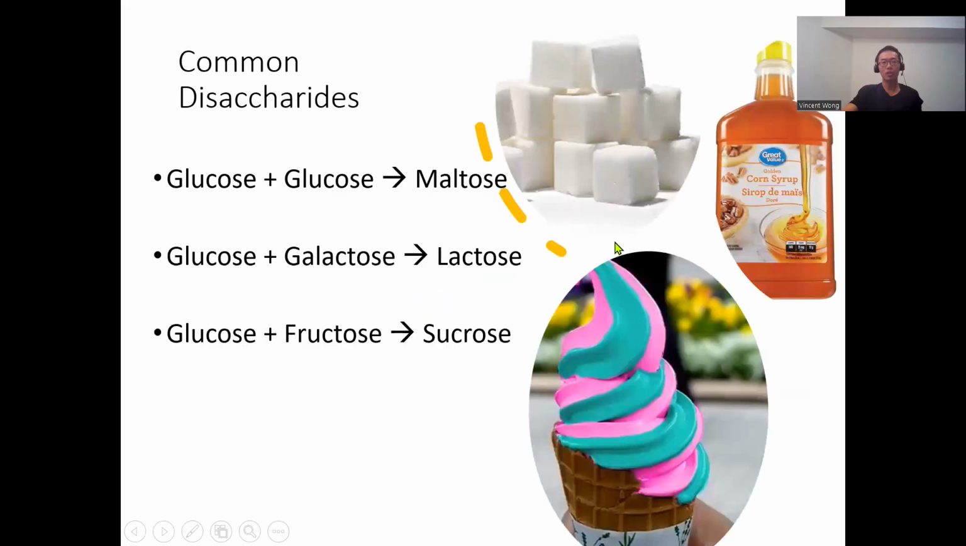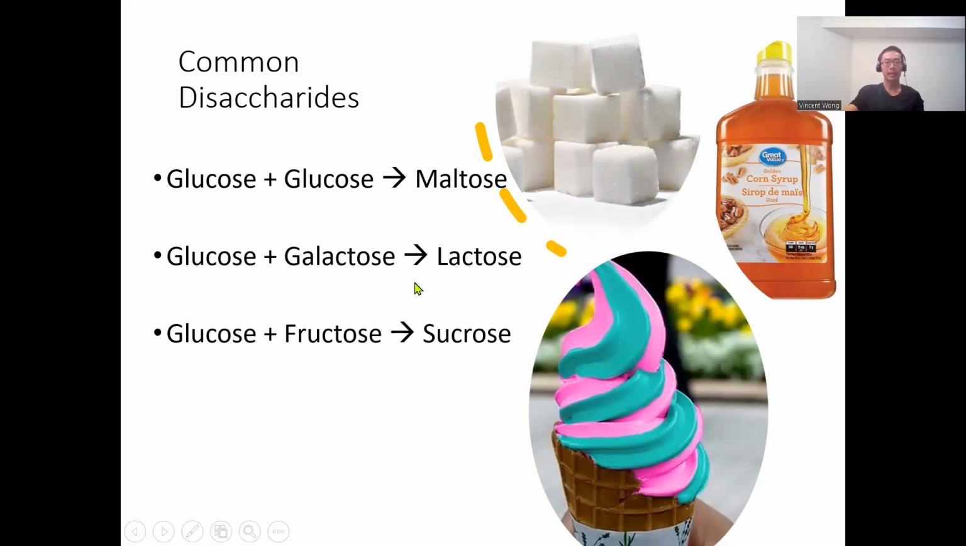Now we can have other combinations here. We can have glucose plus glucose. That gives you maltose. If you look at the ingredients on the back of a candy bar, I guarantee you there will be maltose in there. It's just two glucose linked together. Glucose plus galactose will give you lactose. That will be in dairy stuff: milk, ice cream, yogurt, cheese, gelato. Those things will have lactose in them.